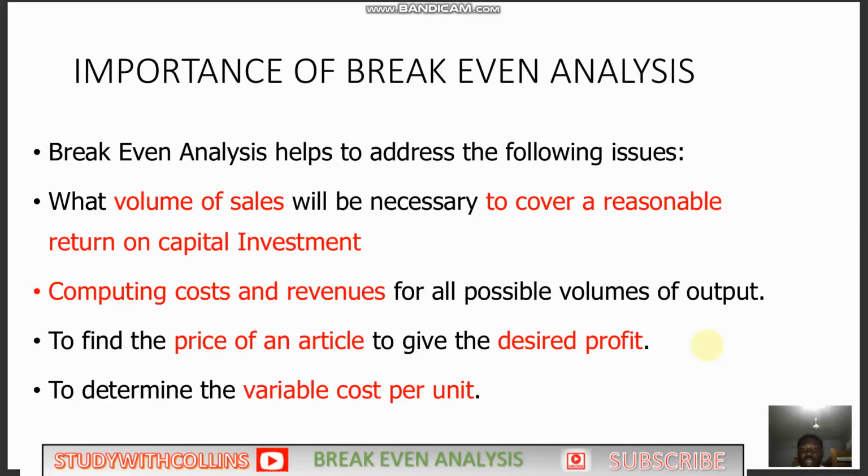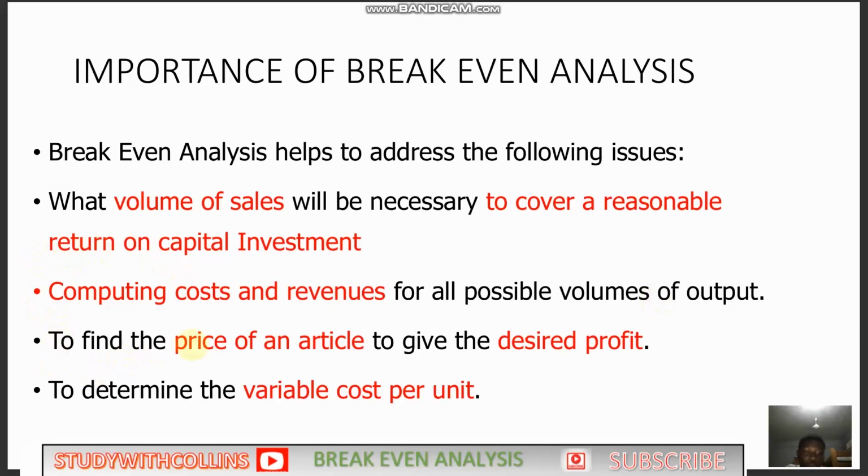So, the importance of break-even analysis. Break-even analysis helps to address the following issues. What volume of sales will be necessary to cover a reasonable return on capital investment? Computing cost and revenue for all possible volumes of output. Break-even analysis also helps the company to know that this will be my position if I sell 2,000 products. This will be my position if I sell 5,000 products, and I would get profit after selling 5,000 products. I'll start to get profit. So they compute cost and revenues for all possible volumes of output. So you know that after setting up my business, after selling 20 products, this is my standing.